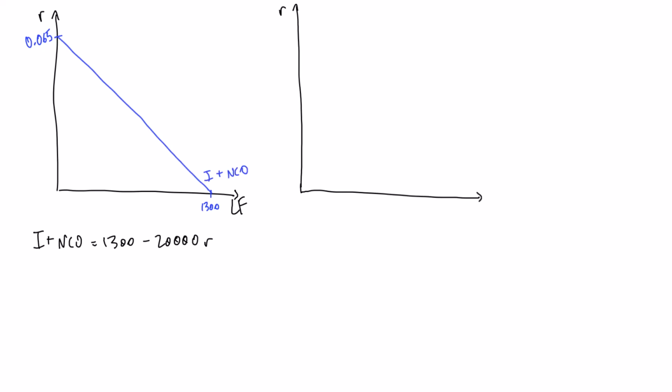Next, we will remember that our saving function is negative 200 plus 10,000 R. This is going to have an intercept on the R axis of 200 divided by 10,000, which is 2%, 0.02. I'll eyeball that about a little less than a third of the way down here. And then we know that our equilibrium interest rate is 0.05.